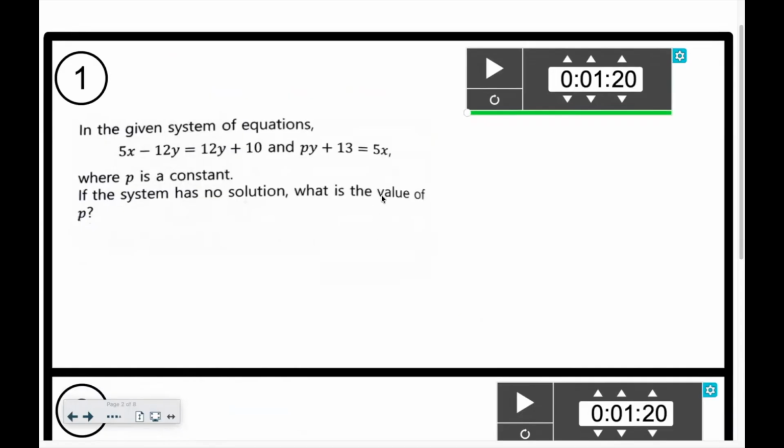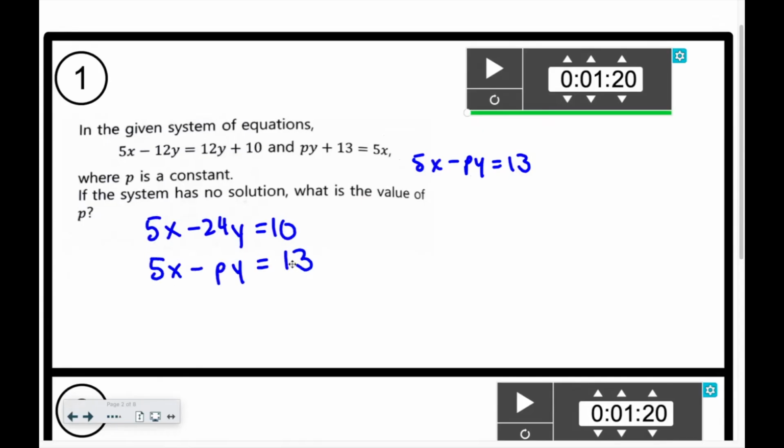Since this is a problem that is open-ended, I tend to not use Desmos for these. So what I'm going to do is get them both in standard form first. So this first one, I'm going to do 5x. And if I bring this 12y over, I'm going to get minus 24y equals 10. Now this one, I'm going to bring the py to the right side, right? So I'm going to do 5x minus py equals 13. But I'm going to flip the side. So 5x minus py equals 13.